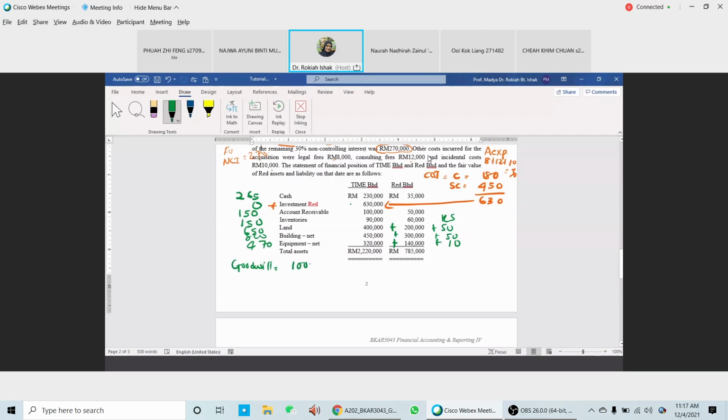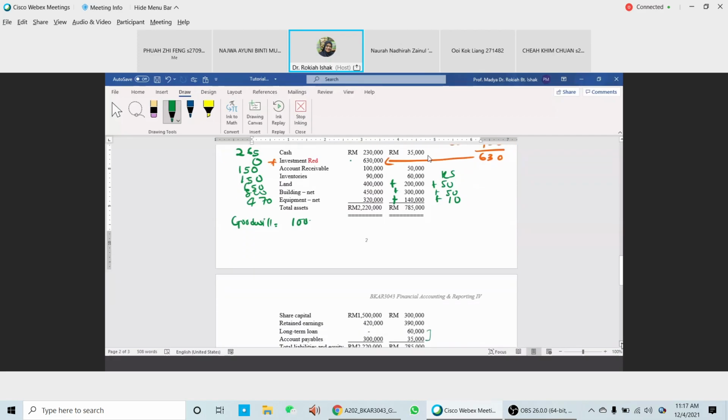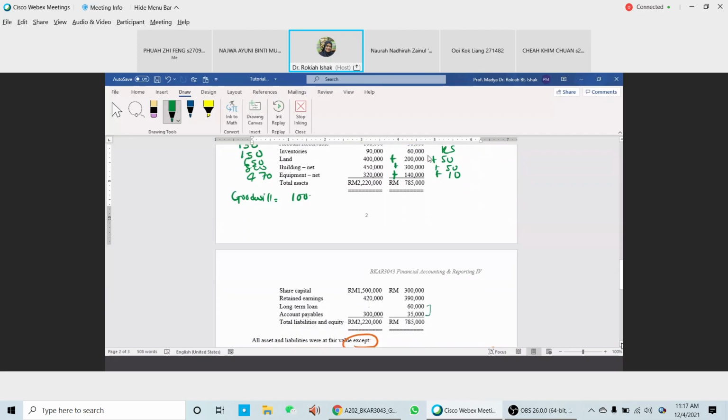So done. But when you prepare, you prepare based on a proper format. You start with the assets, the current assets, the equity and liability. I just give you the ending figures only. Okay, and then share capital. How much do you have for the share capital? 1,500. 1.5 million here. Because when you add and then you need to eliminate, at the end it comes to this figure only.